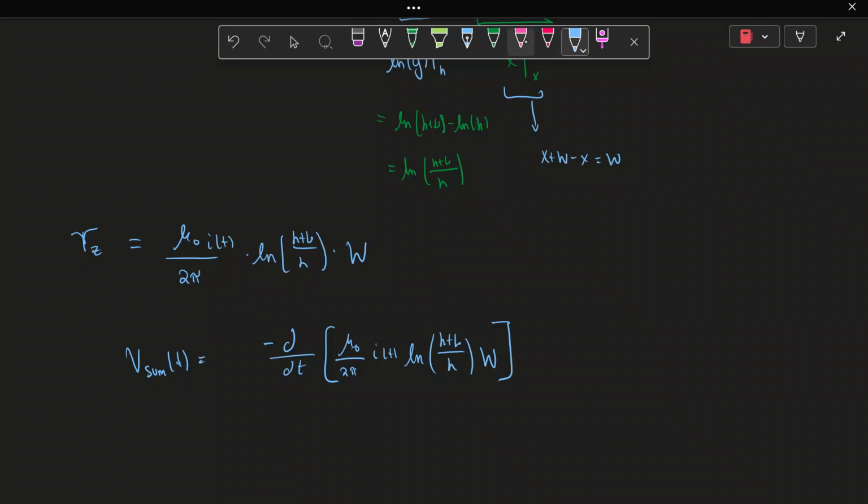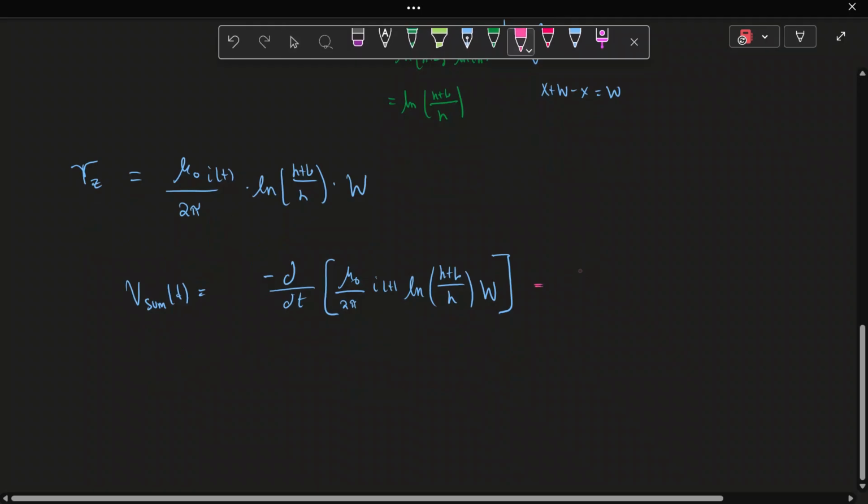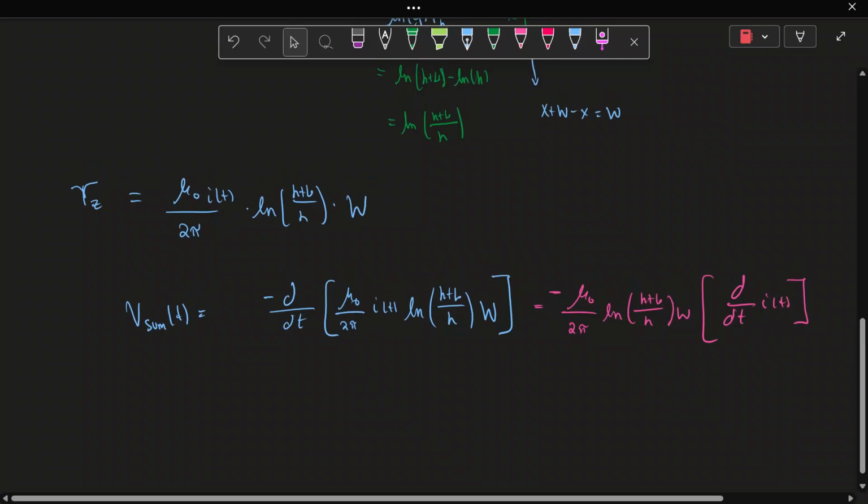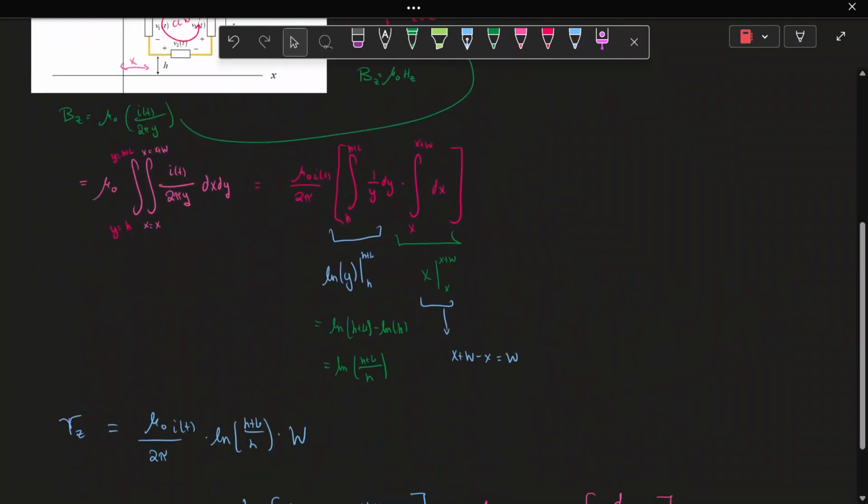Which part of this changes with time? Well, definitely not the constants, not natural log of h plus l over h, or w, only the current. So we're going to rewrite this as mu naught over 2 pi natural log of h plus l over h times w, and then we'll take the negative on the outside, the derivative of I of t with respect to time. And what is I of t? I of t is I naught cosine omega t.